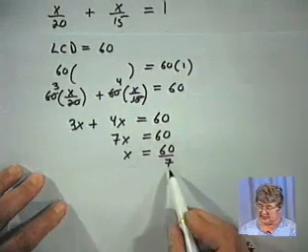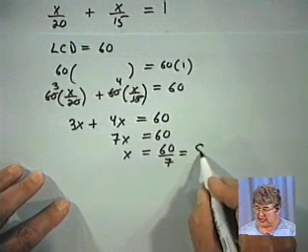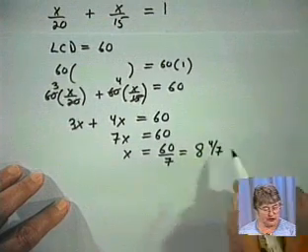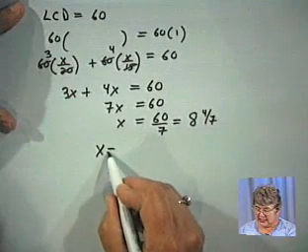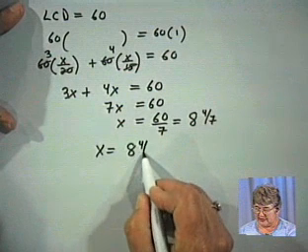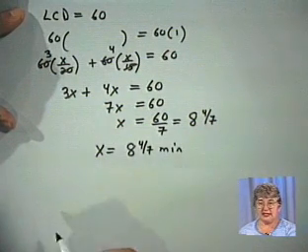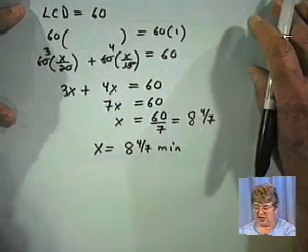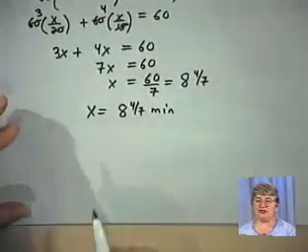60 divided by 7, since 8 times 7 is 56, and we're going to have a 4 left over. So we're going to have 8 4/7. Now, x then is 8 4/7 minutes. And it's a good idea to always check by substituting in for the variable. All right, so this problem is done. Both taps will fill the tub in 8 4/7 minutes.